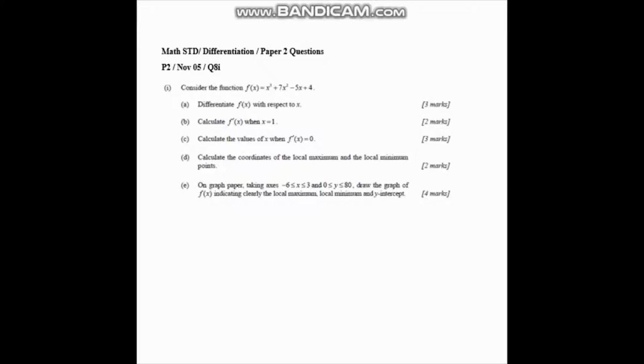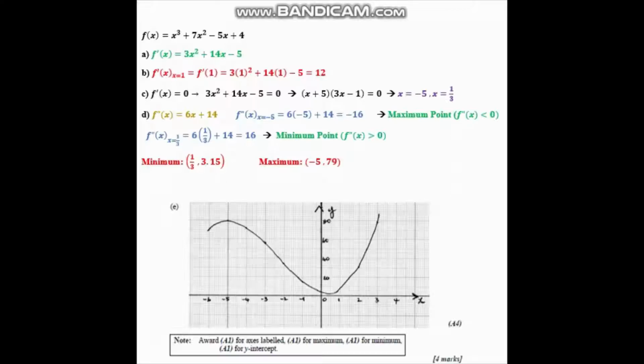In question A, we are required to differentiate f of x with respect to x, where f of x is this function right there. So this is simple differentiation. x to the power of 3 becomes 3x squared, 7x squared becomes 14x, and negative 5x becomes negative 5. As for the 4, which is a constant, it vanishes during differentiation.